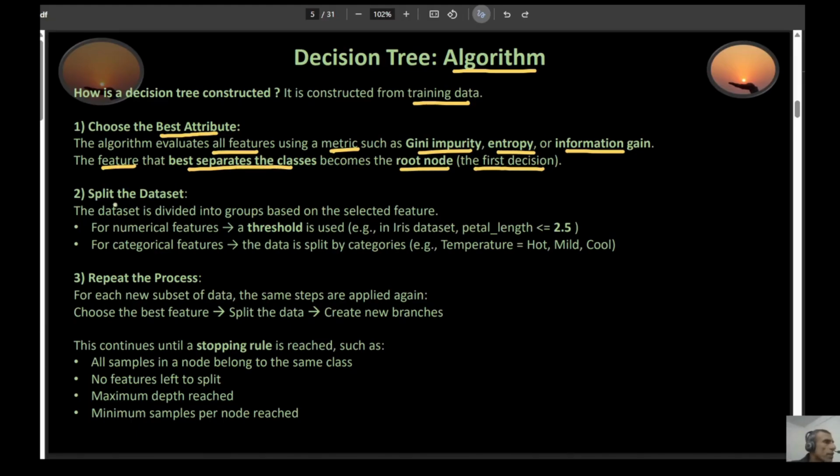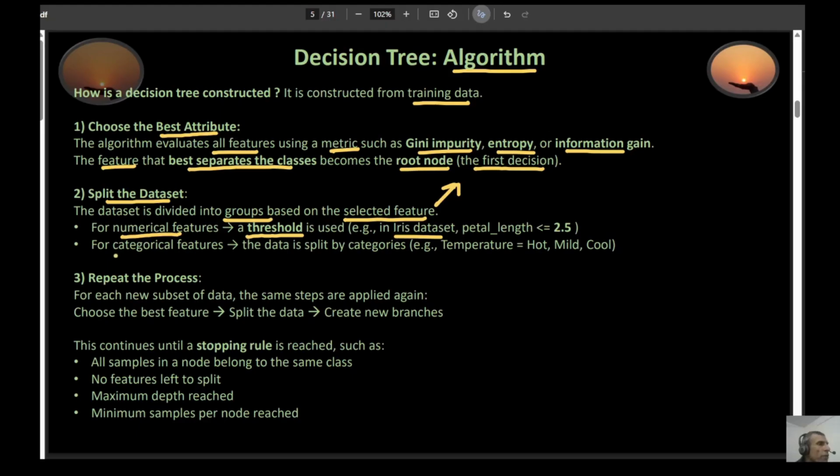Step number 2, now you split your data set. The data set is divided into groups based on the selected feature, the feature that you selected over here. If you're using a numerical feature, then you're going to use a threshold. For example, in your iris dataset, you may be using petal length. You may say that if the petal length is less than 2.5, then group all this data in this category. If the petal length is more than 2.5, then you group them in a different category.